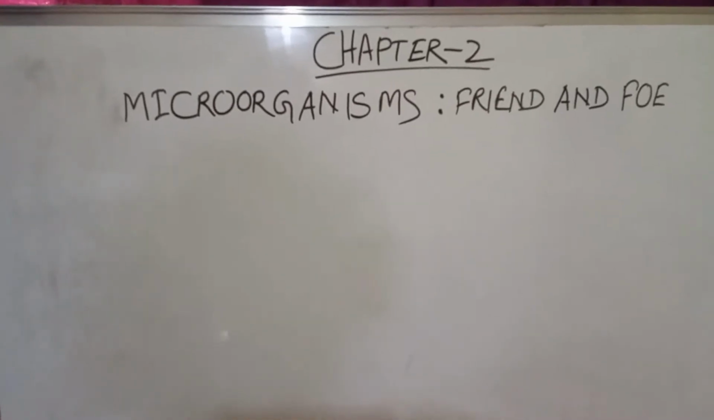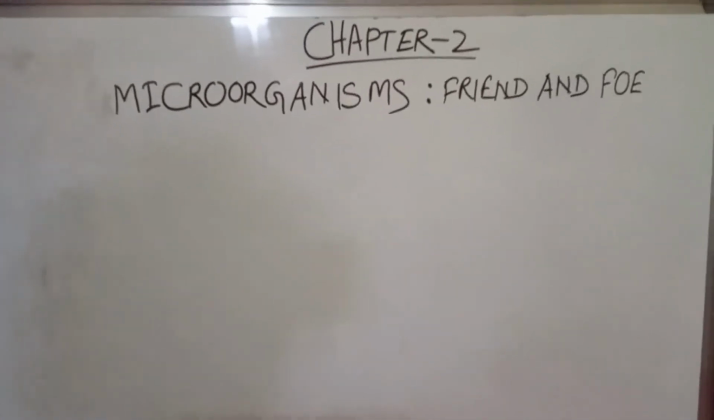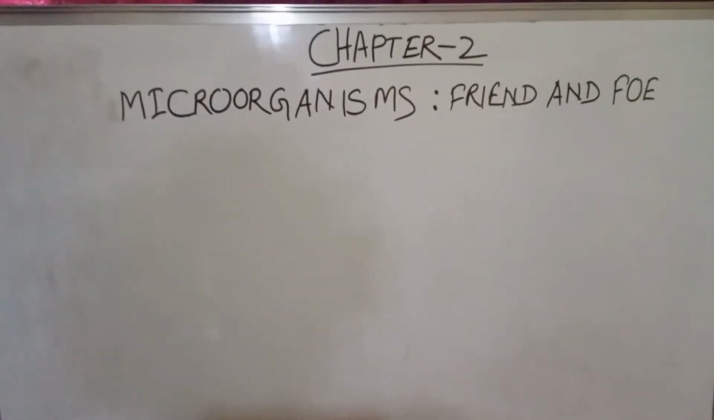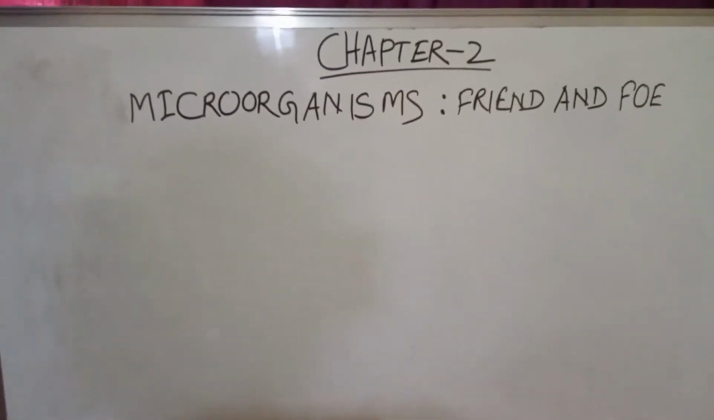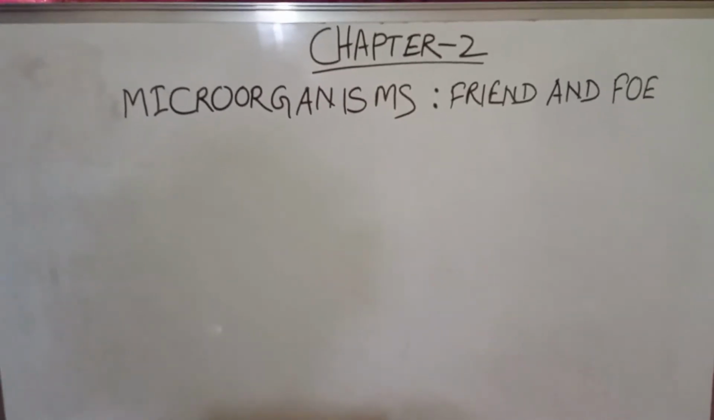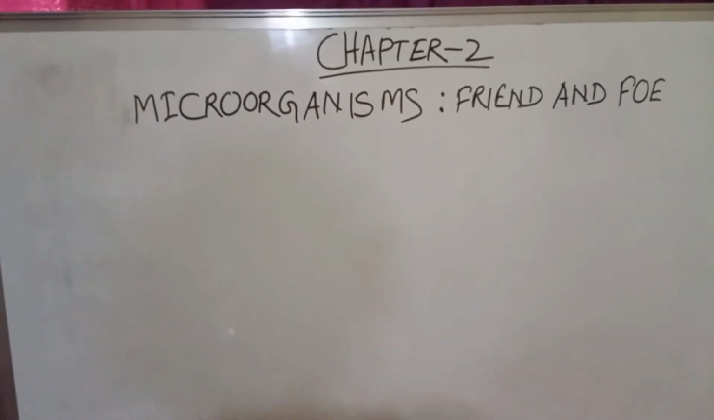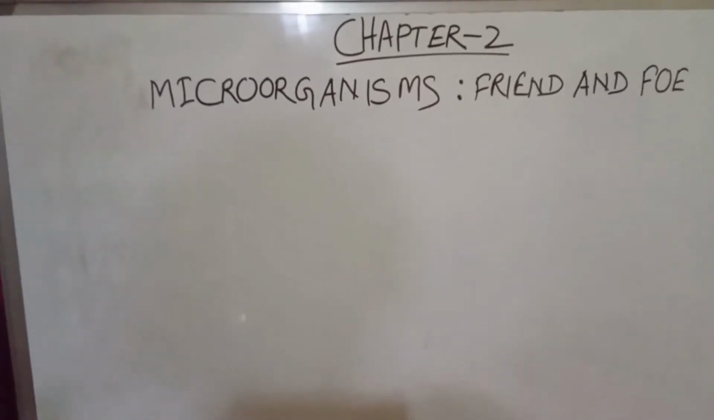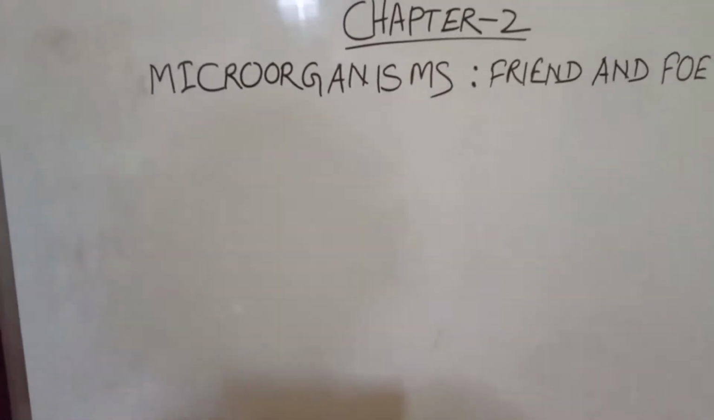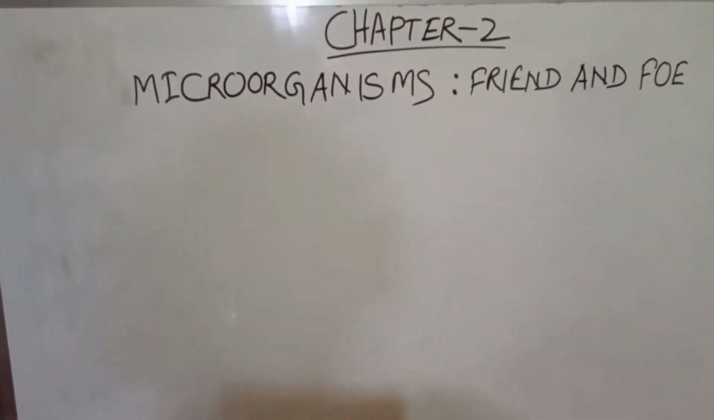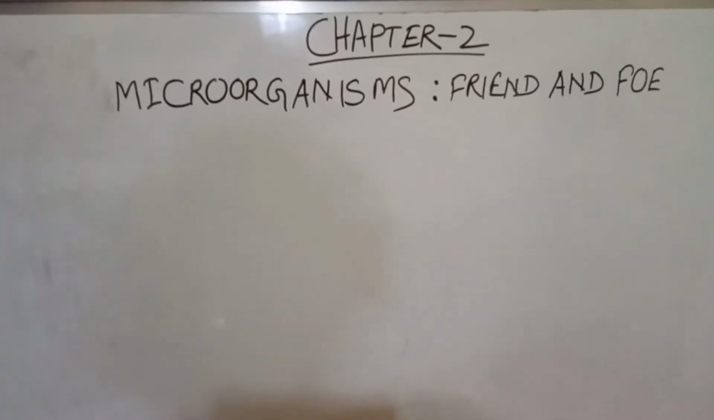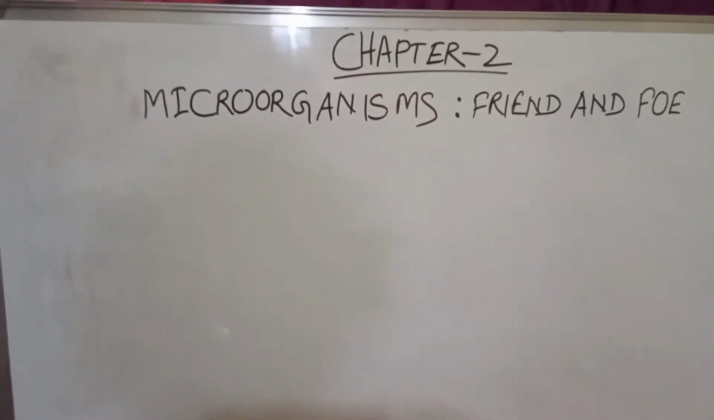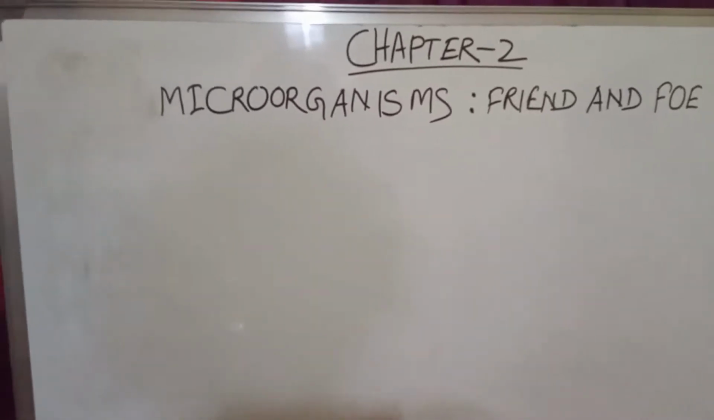Okay, now we have to know what relation microorganisms have with us. First we will see the positive relation. Microorganisms have a very important role in many of our industries and in our life too. There are many friendly microorganisms. How are they friendly? They can be used in making curd or bread, in increasing soil fertility, in making vaccines, or in making medicines, etc.